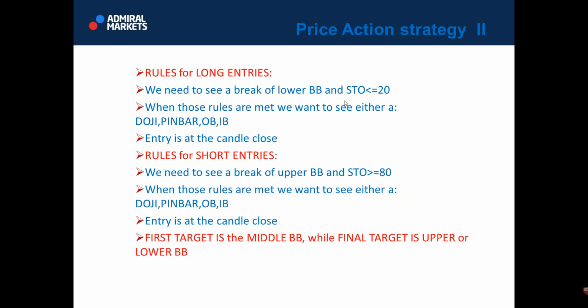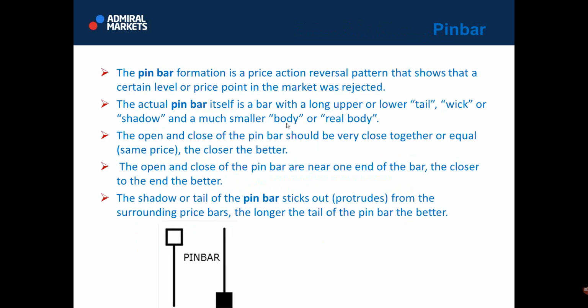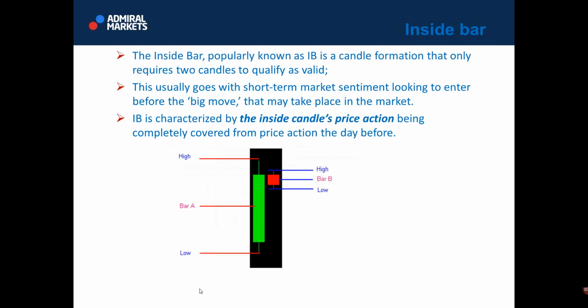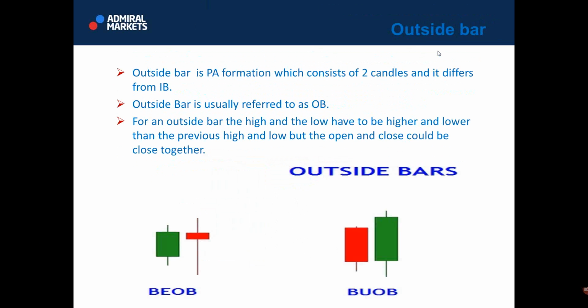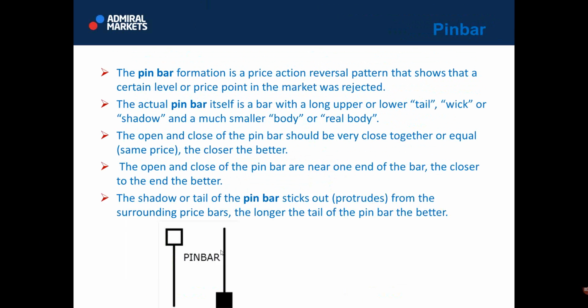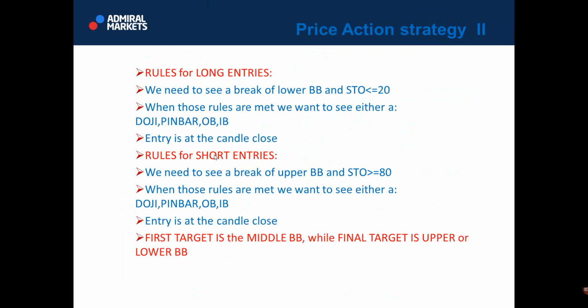Rules for long entries. You need to see a break of the lower Bollinger Band and stochastics to be below or equal to 20. When those rules are met, we want to see either a doji, a pin bar, an outside bar, and or inside bar. So that is why I was telling you this is important. It's not so simple if you don't have any experience. That's not so simple to spot on the chart. But basically, this is how it's done. Inside bar, outside bar, doji, pin bar. Entry is at the candle close. I will show you in the charts.